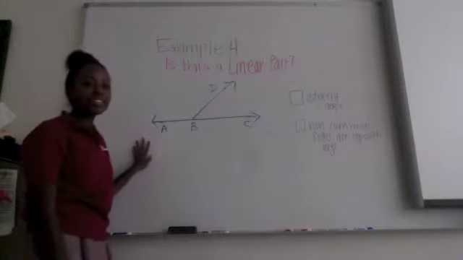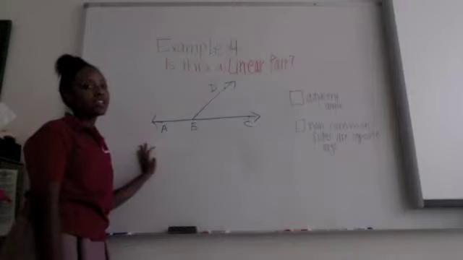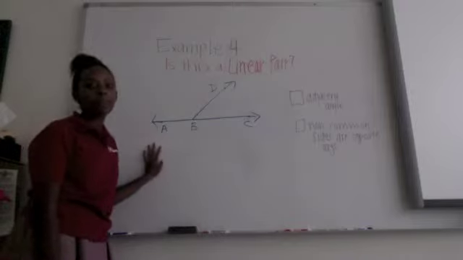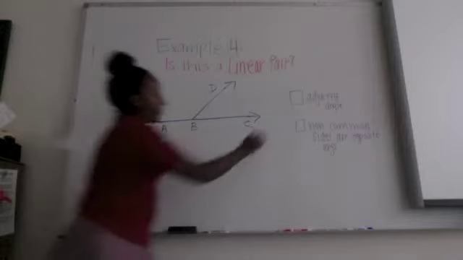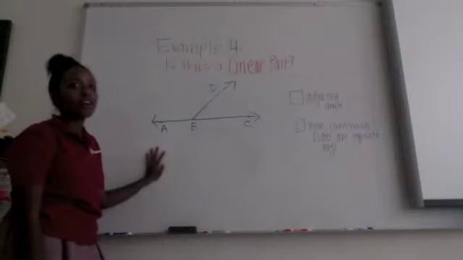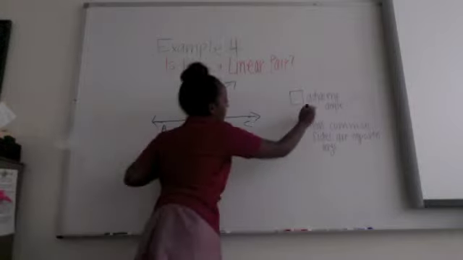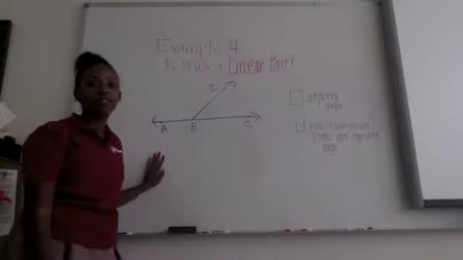Example 5, is this a linear pair? Angles ABD and DBC share a side and a vertex and no interior points, which makes them adjacent. The other thing to look for is that the non-common sides have a straight line, which in this case they are, which makes this a linear pair.